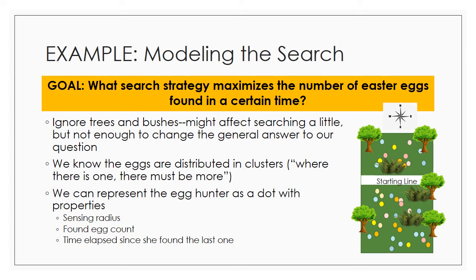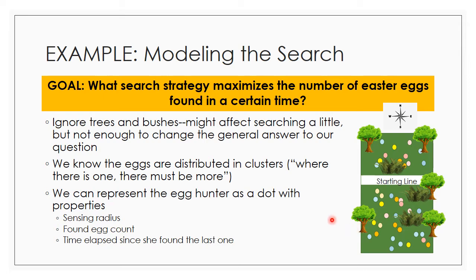Here is what this looks like in modeling language. The goal is to define a search strategy that helps maximize the number of Easter eggs found in a certain time span, here 5 minutes. Are the bushes and trees material to your search? Probably not, unless they conceal the location of an egg. More importantly, though, we can learn that where one egg is, there must be another. So as soon as we walk over to capture one egg that we have seen, we know there must be more eggs nearby. What does this mean for our model?